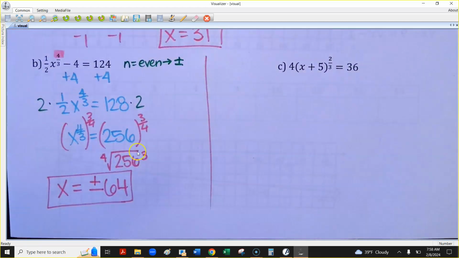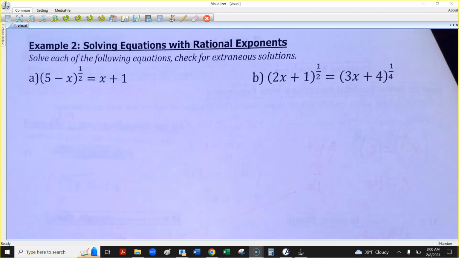Okay, you guys try this one. Just see if you can. All right. Now, here's your potential for an extraneous solution. So we just have to check.